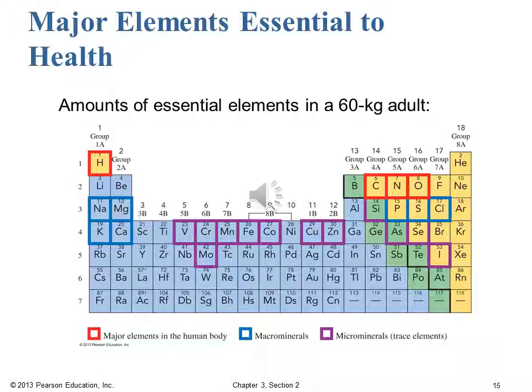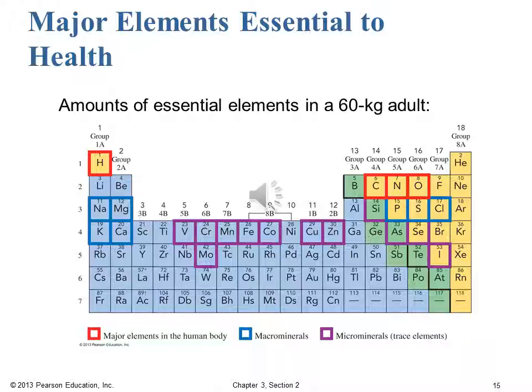The macro minerals, things that we need a lot of, that again aren't in as huge of quantities as those four we just mentioned. We see things like sodium, potassium, magnesium, calcium, phosphorus, sulfur, chlorine. Those tend to be needed, or at least not harmful to us, in fairly big amounts.